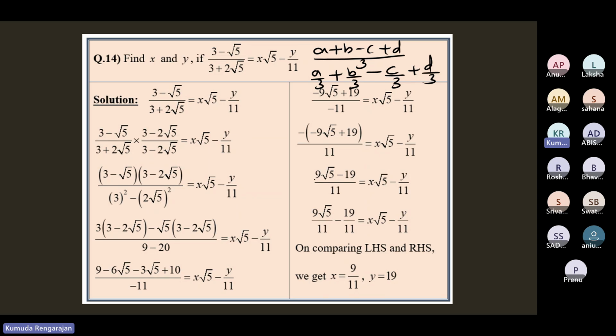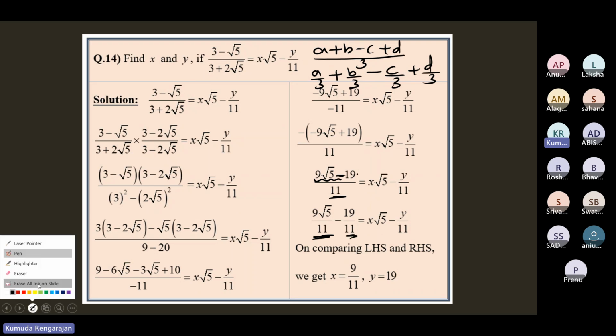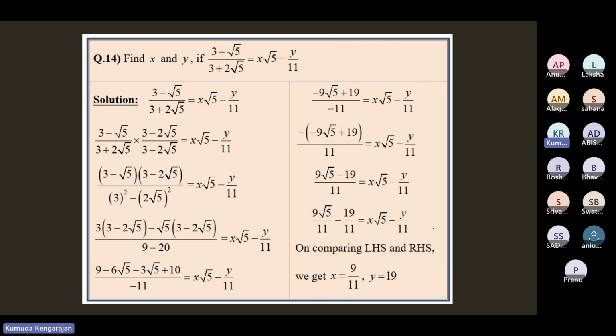So here also, 9 root 5 by 11 minus 19 by 11 is equal to x root 5 minus y by 11. Now it's easy to compare. Now when you compare these two, what happens? Root 5 and root 5 will get cancelled. So x is equal to 9 by 11. Whatever is remaining, you're comparing x root 5 and 9 by 11 root 5. Root 5 and root 5 get cancelled. So x is equal to 9 by 11.